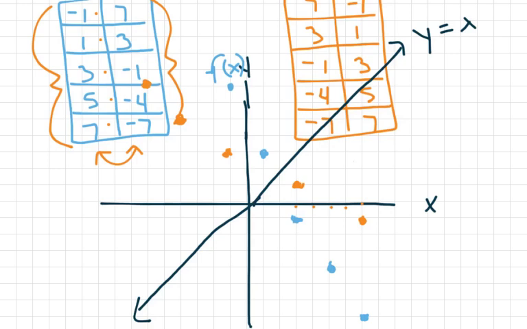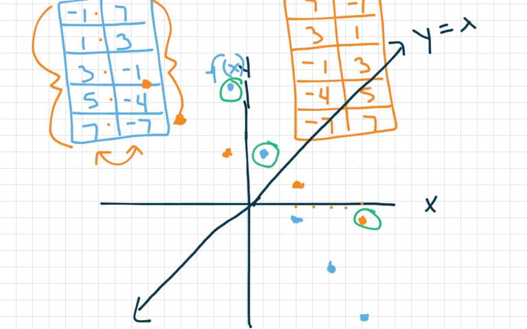Alright, now I want you to see something. This point right here reflected to here. Do you see how it's the same distance off of the line y equals x? Sorry, I'm trying to get rid of that line. There we go.